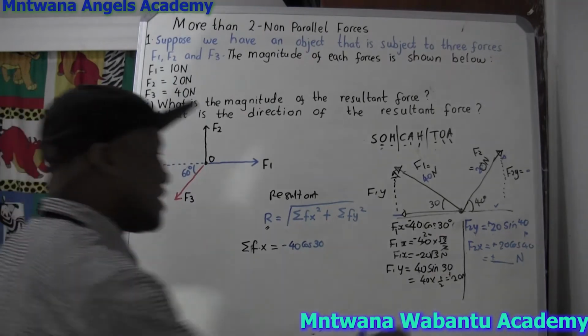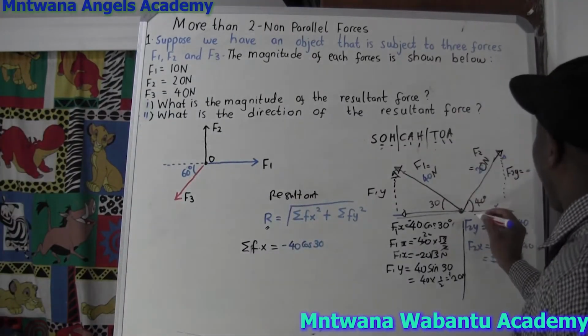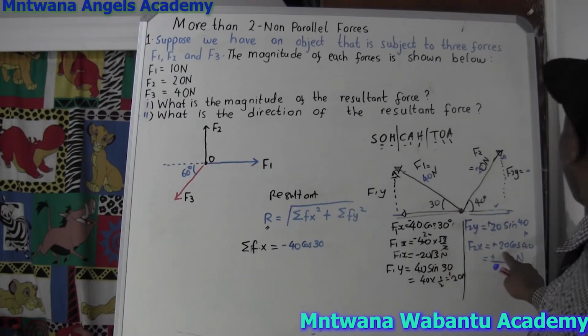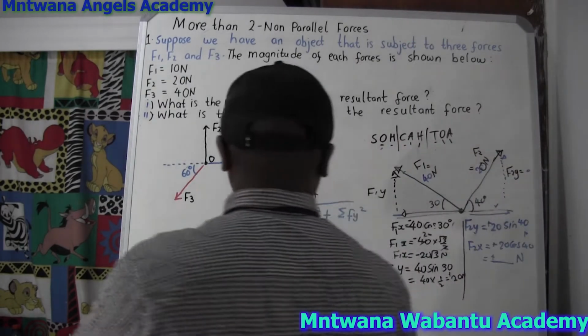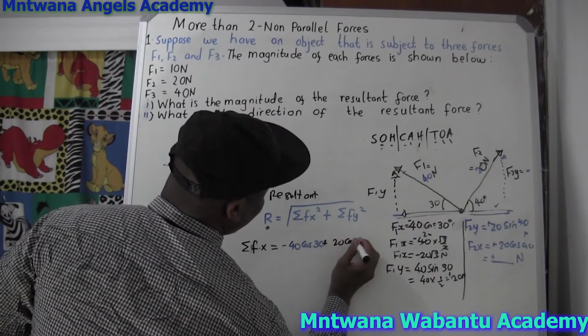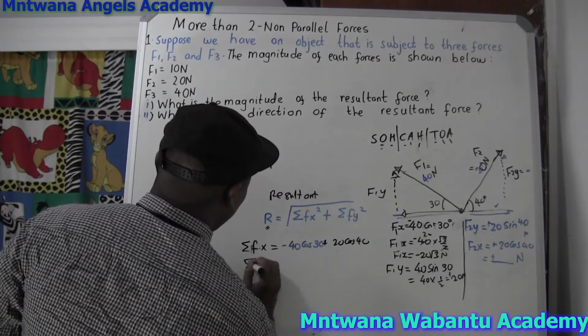Okay, what is the other fx? Look, these are components here. If this will move that way, which is going to be what? 20 cos of 40. But it's positive because it moves that way. So plus 20 cos of 40. So this is going to give us the summation of fx.